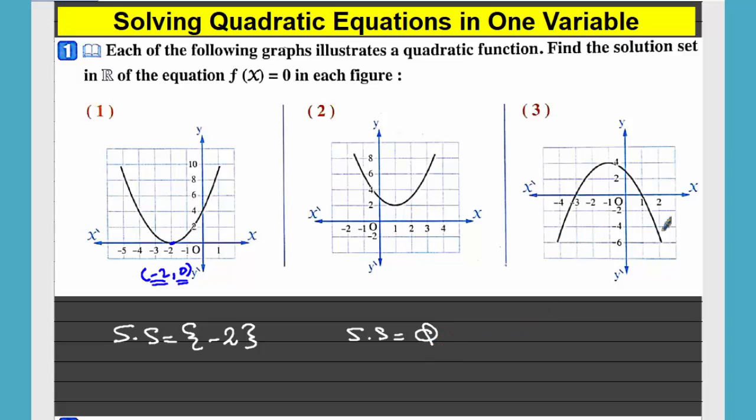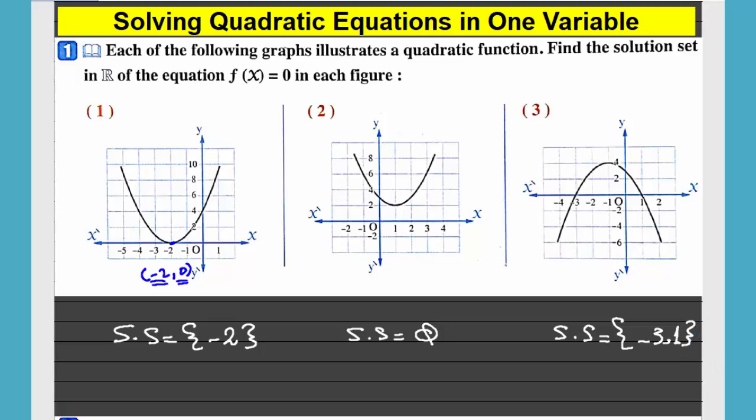In figure 3, the curve intersects the x-axis at 2 points. Here the x coordinate is -3 and the other x coordinate equals 1. So the solution set equals {-3, 1}.